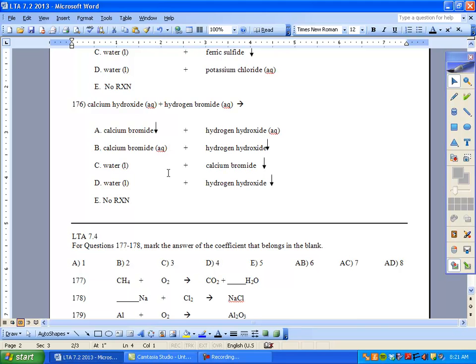Number 176 we made some corrections on. We made this arrow right here aqueous. If calcium hydroxide and hydrogen bromide switch partners, I get calcium bromide and then hydrogen hydroxide, which is water. So the correct answer is C, because water is a liquid and calcium bromide is aqueous, which we switched this arrow to.